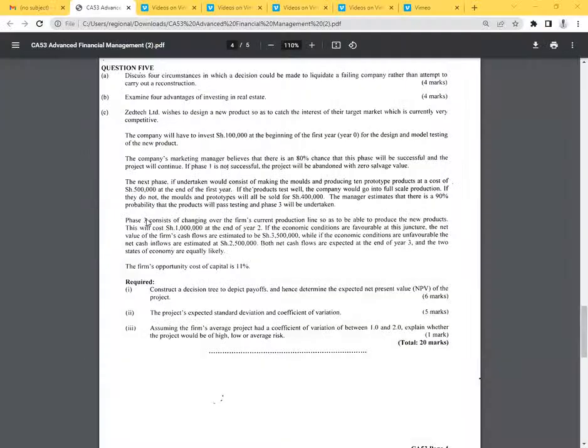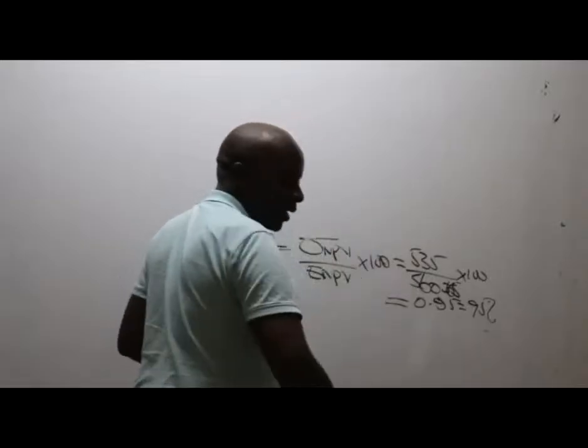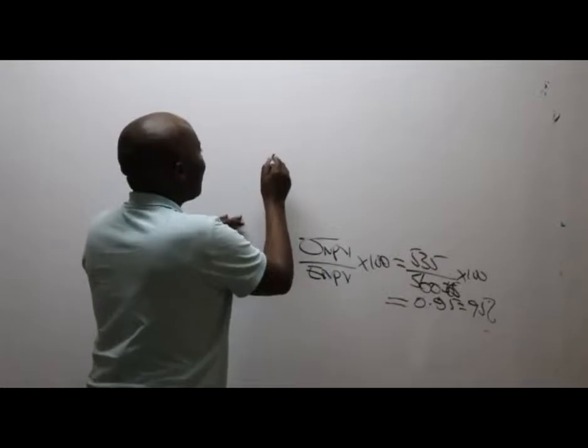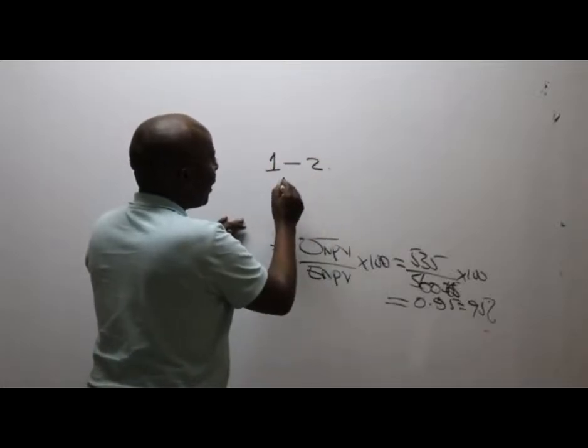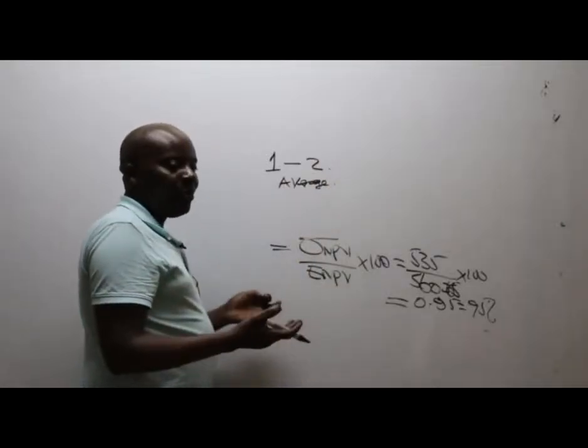Let's see here. So when you look at Roman 3, assuming the firm's average project had a CV of between 1 and 2, perhaps 1.5, explain whether the project would have been of a high, low, or average risk. Great. Now, remember they are giving us the average CV. They are telling us that if the CV falls in between here, then we talk of a medium risk. The risk will be average.